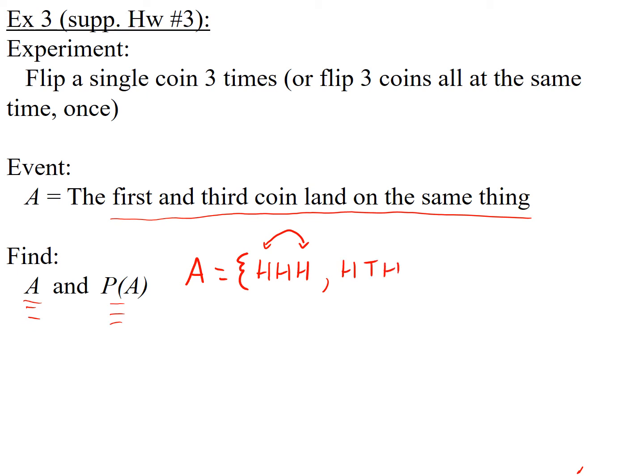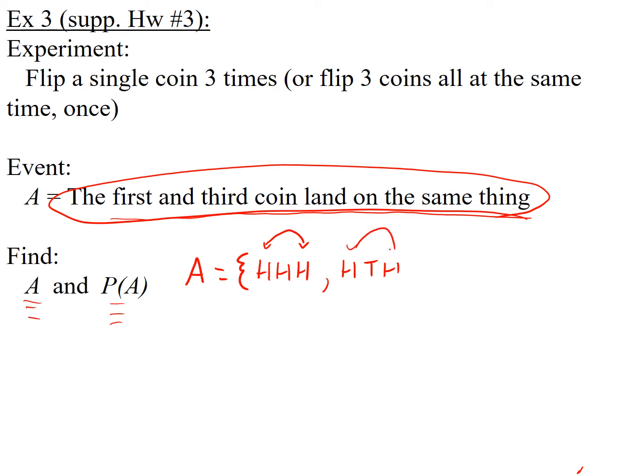Notice this description for A that's over here doesn't mention anything about the second flip. So the second flip can be anything as long as the first and third flip match. It's fine. So first and third match here. So that's another outcome. Okay, what other outcomes do we have in this experiment?